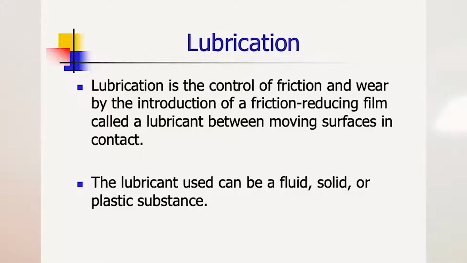Lubrication is the control of friction and wear by the introduction of a friction-reducing film called a lubricant between moving surfaces in contact. Each time two solid surfaces move relative to one another, there is friction. Friction is the force that opposes the relative motion between these two surfaces. And as a result of friction, there is wear or a gradual eating up of the surfaces. And also there is heat that is generated.